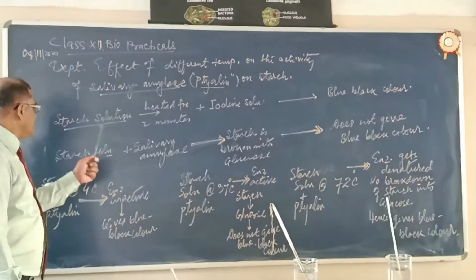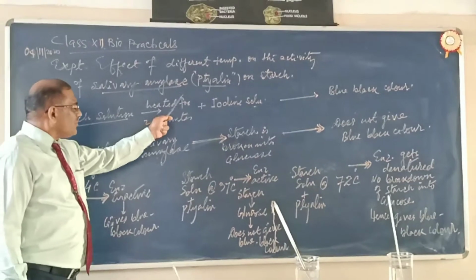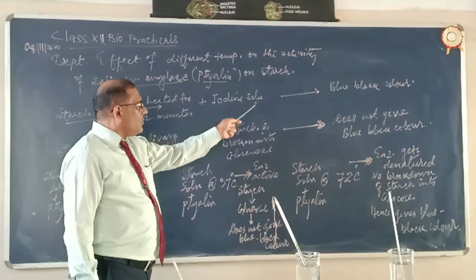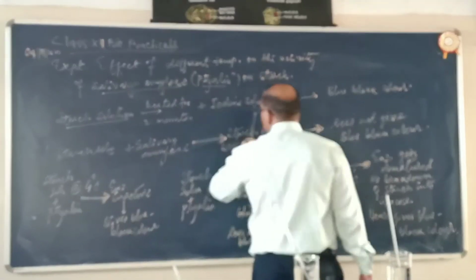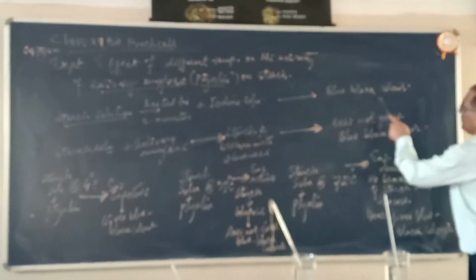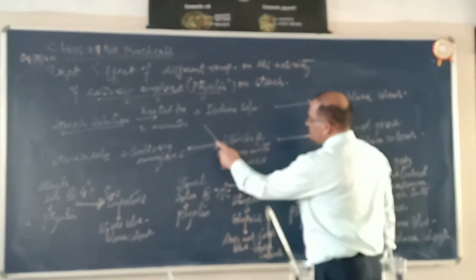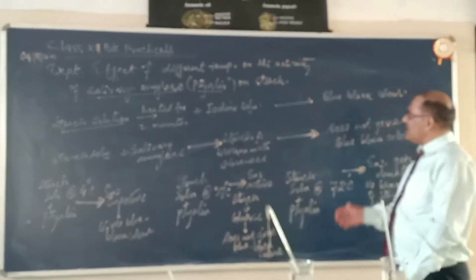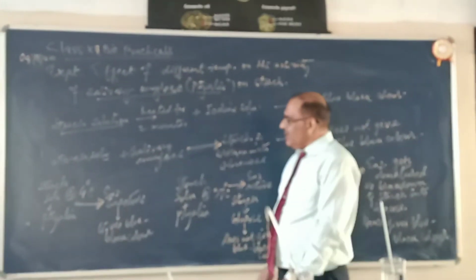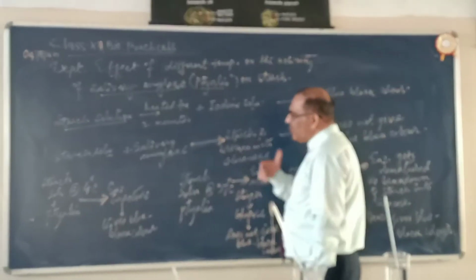This is the first point. First line, starch solution. We take the starch solution, then heat the starch solution for 2 minutes, and after heating, add iodine solution. What happens? If the material is starch, then it gives blue-black color after adding iodine solution. If it does not give blue-black color, it means it is not a starch. ठीक है? Now, starch can give the blue-black color on adding the iodine solution after boiling.